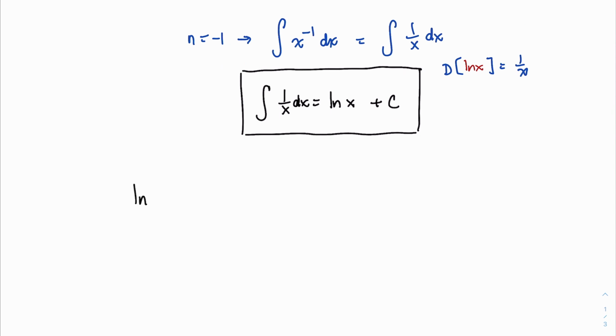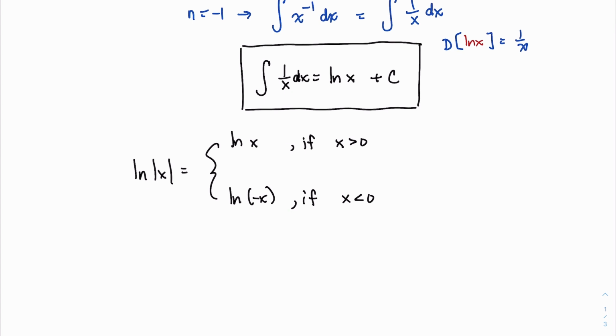Let's look at the function natural log of absolute value of x, which is equal to the natural log of just x if x is positive. Remember the definition of absolute value. Absolute value of x is equal to itself if x is positive, and its opposite, its additive inverse, if x is negative. So we already know the derivative of natural log of x is 1 over x. Okay, so the derivative of natural log of absolute value of x is equal to 1 over x if x is greater than 0. So what is it if x is less than 0?